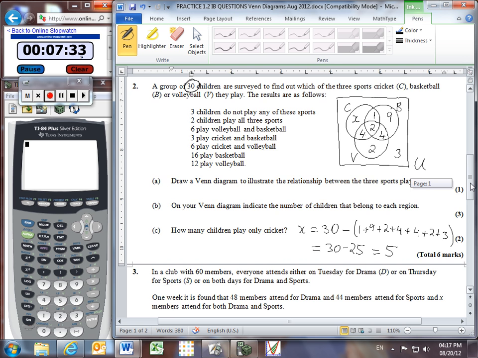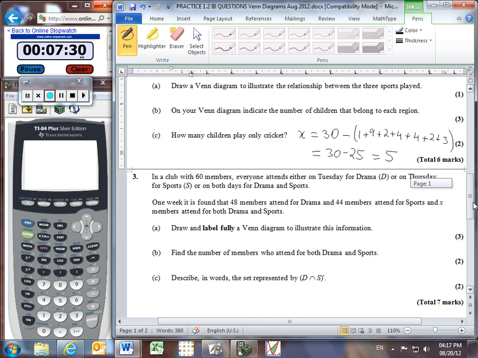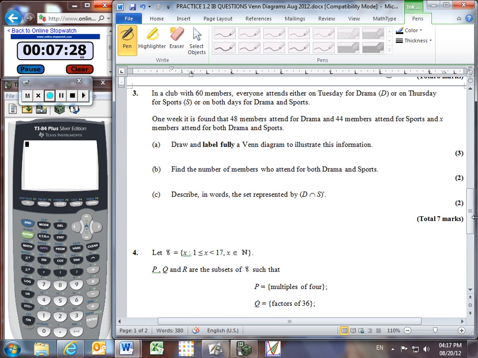Number 3. In a club with 60 members, everyone attends either on Tuesday for drama or on Thursday for sports, or on both of these days for both drama and sports. On one particular week, it is found that 48 members attend for drama and 44 members attend for sports, and X members attend for both drama and sports. Draw and label fully a Venn diagram to illustrate this information.